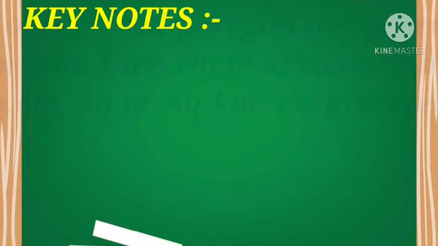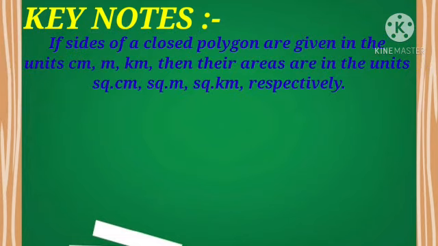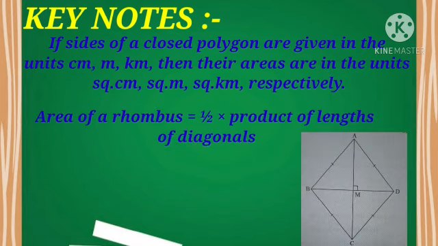Keynotes. If sides of a closed polygon are given in the units centimeter, meter, kilometer, then their areas are in the units square centimeter, square meter, square kilometer respectively. Now, area of a rhombus is equal to half into product of lengths of diagonals.